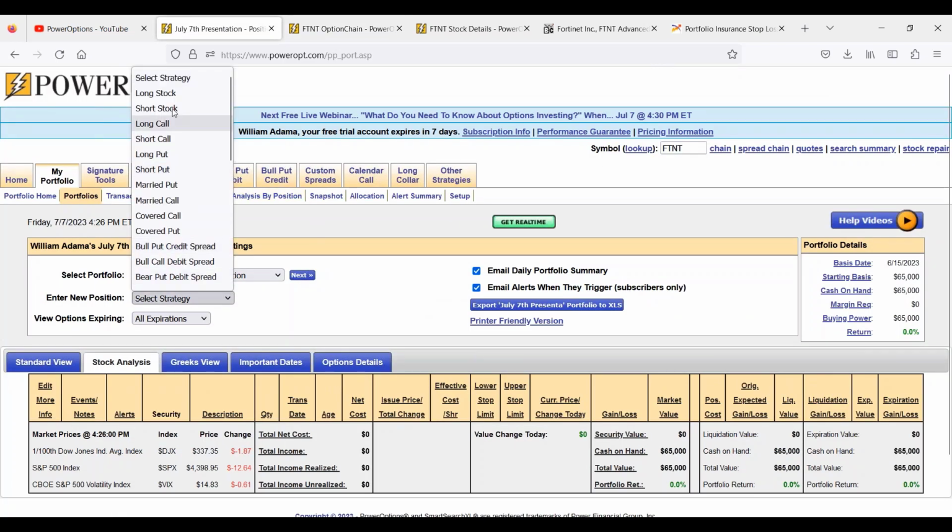Now, do I want to enter the long stock position and enter a short call? No, I want to track this as a linked position to have a better view of the total value of the linked position as opposed to just the profit and loss on the stock leg and the profit and loss on the call leg. So I'm going to select that I'm entering this as a covered call position.